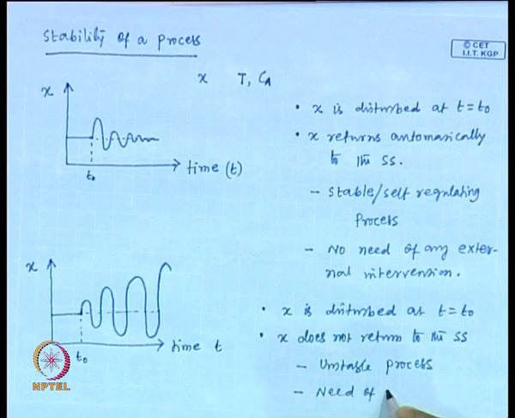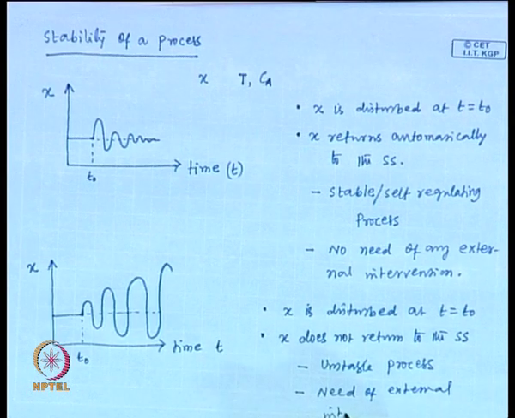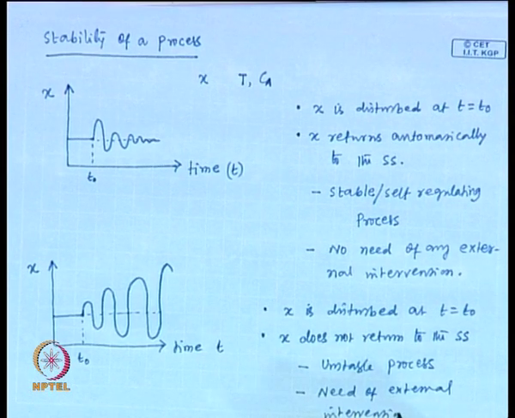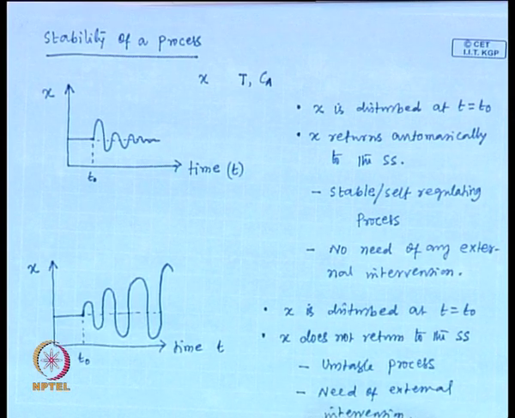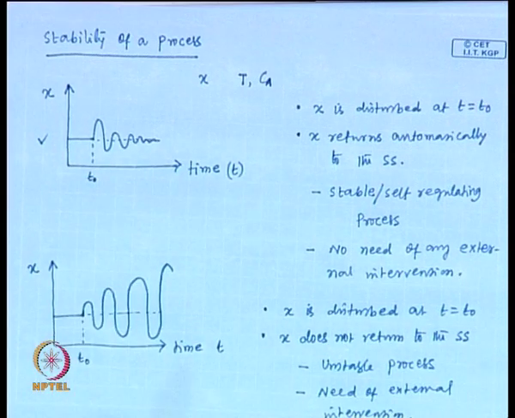There is a need of external intervention. I mean, there is a need of a controller. Fine. Now, from this discussion we cannot conclude that for a stable process there is no need of a controller. We cannot conclude that, because we have mentioned 3 important issues.